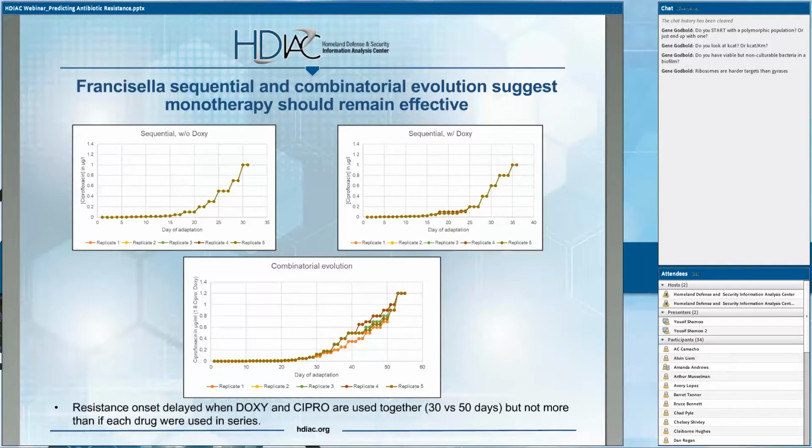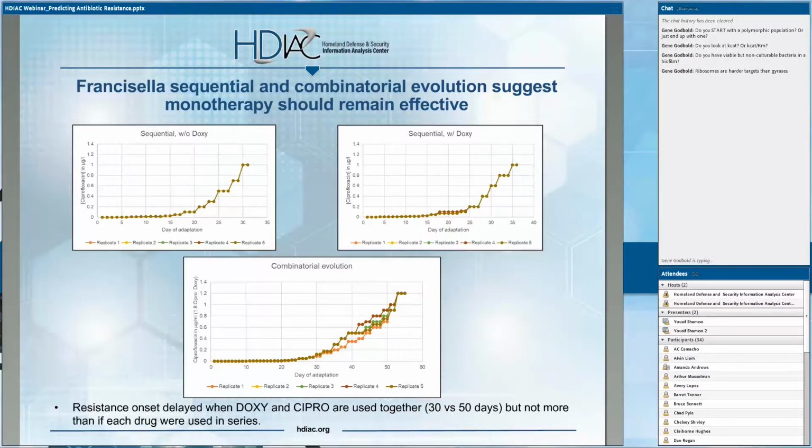Then we tried using both doxycycline and Cipro together to see if that would really delay the onset of resistance. What we found, shown in the bottom panel, is that instead of taking about 30 to 40 days to become resistant, they took about 50 days. I would say that's not particularly good as a combination, because the problem with combinatorial therapy is you've used your two bullets, right? You've used your Cipro and you've used your Doxy. They've become resistant, and now you're really in trouble.